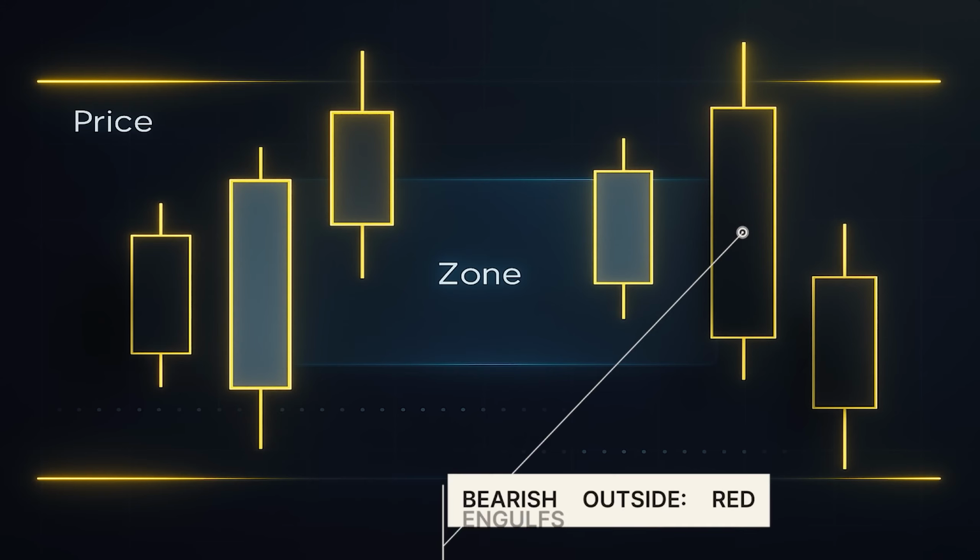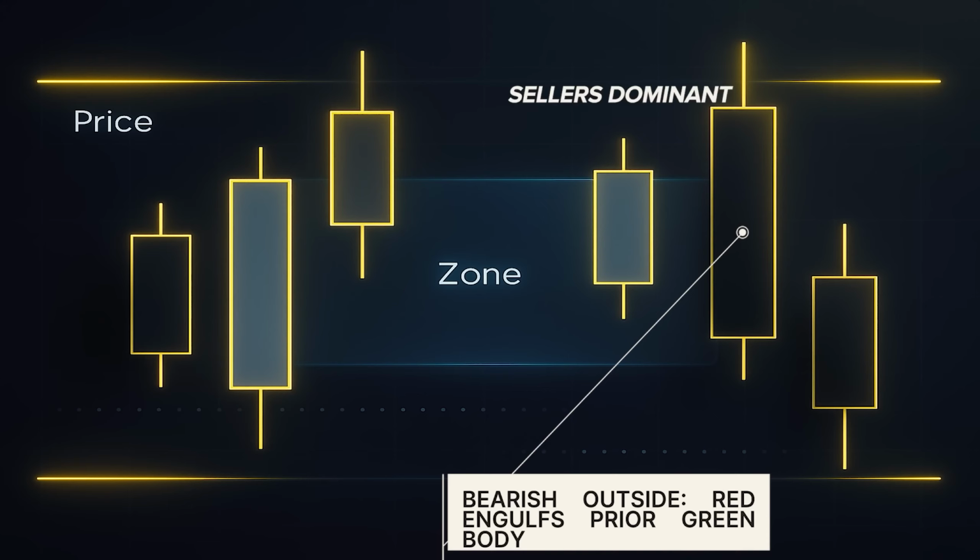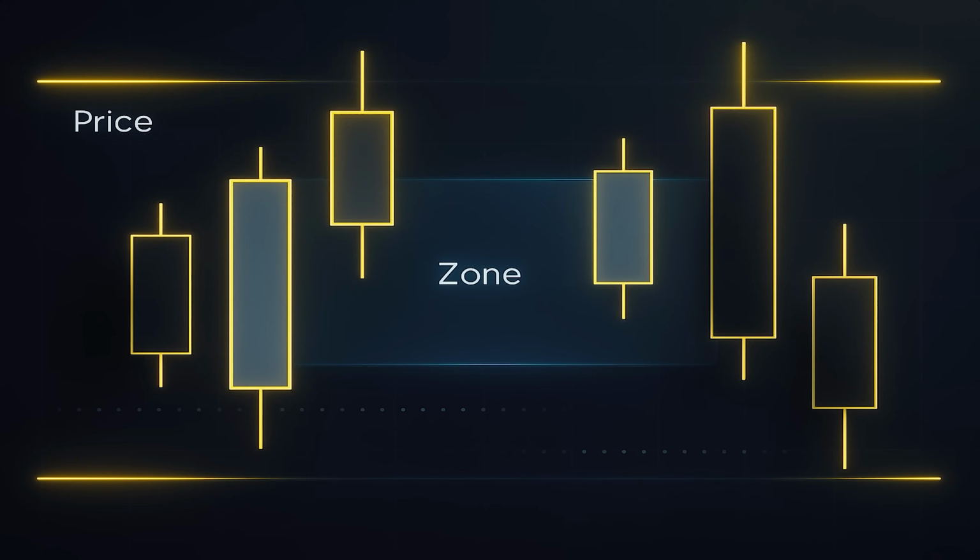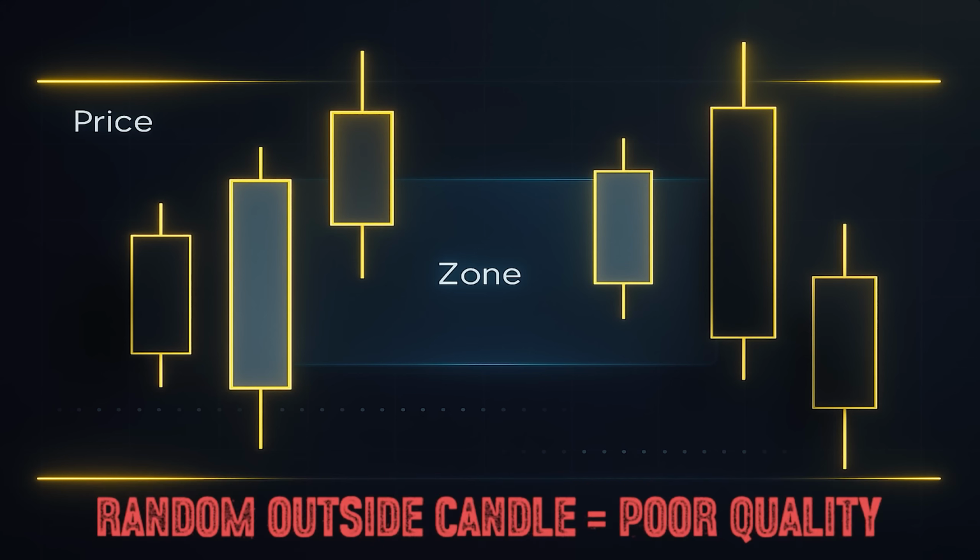A bearish outside candle is a large red candle that engulfs the body of the previous green candle. It means sellers just took over with force. But here's the critical part. This candle pattern is only valid when it shows at your VWAP test. An outside candle in the middle of nowhere is meaningless.